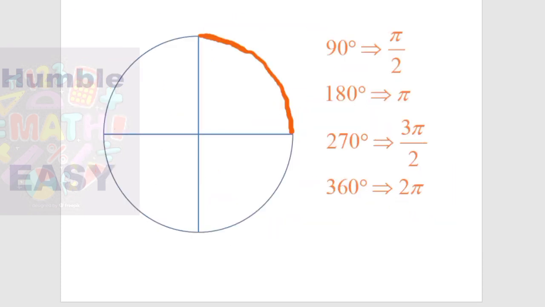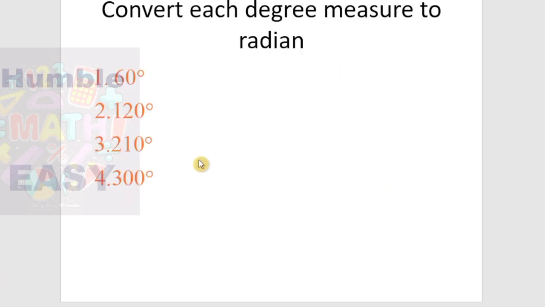So we have to recall what we have done previously. 90 degrees is equivalent to pi over 2 in radians, 180 degrees is equivalent to pi, 270 degrees is equivalent to 3 pi over 2, and 360 degrees is equivalent to 2 pi. Now, how are we able to cater to an angle that is not a 90-degree part? Let's say we have 60 degrees, 120 degrees, 210 degrees, 300 degrees. How do we cater to these?